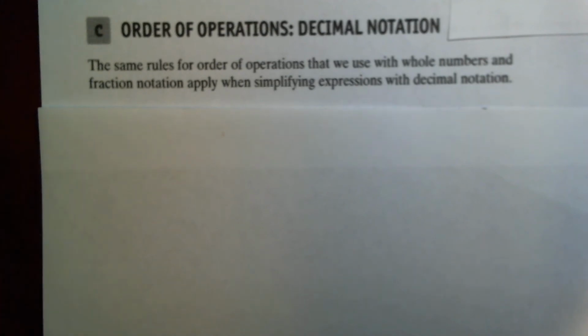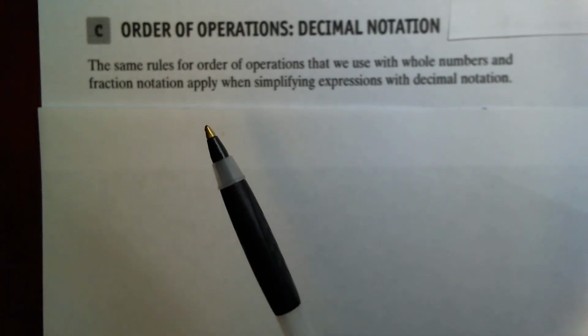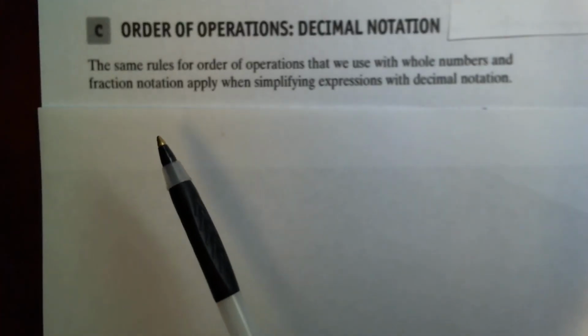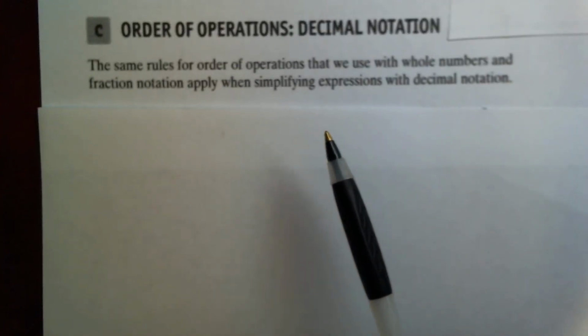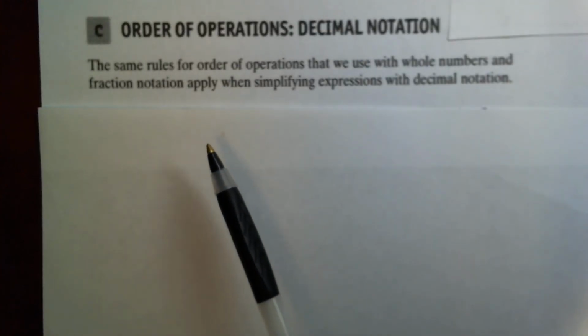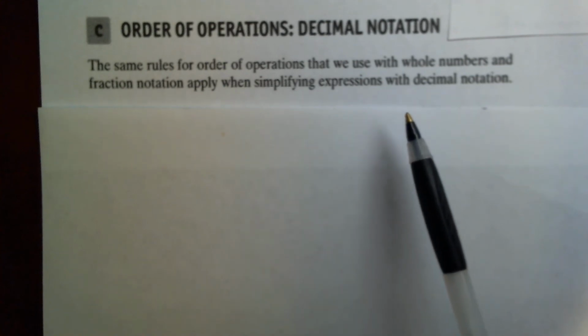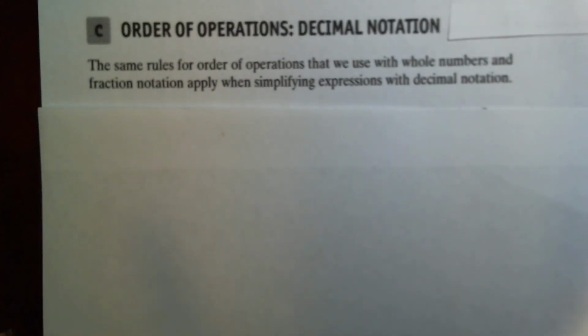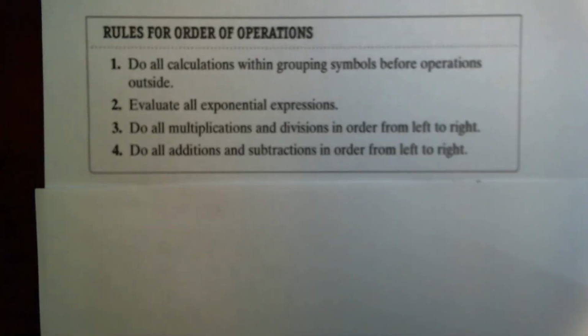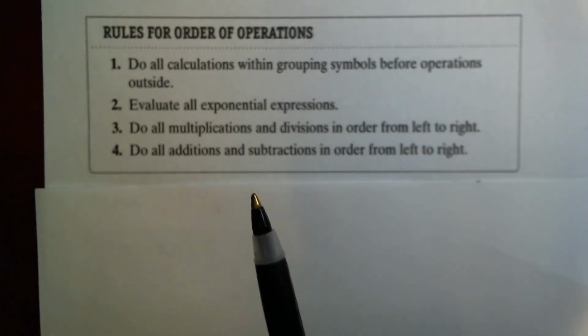The next topic is order of operations with decimal notation. The good news is that the same rules for order of operations that we use with whole numbers and fraction notation apply when simplifying expressions with decimal notation. In other words, there's really nothing new about it. So let's go over the rules for order of operation one more time.